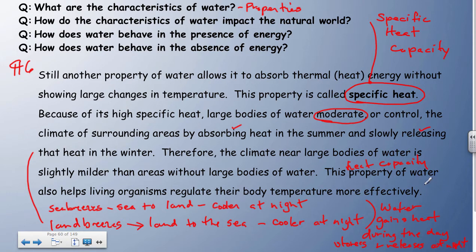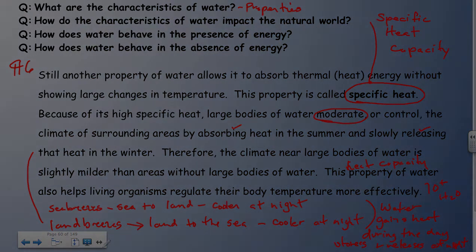remembering that our bodies are like 70% plus water, right? And water works and is important in our body to regulate body temperature. Let's look at a couple of sketches that I have to help us understand specific heat capacity.